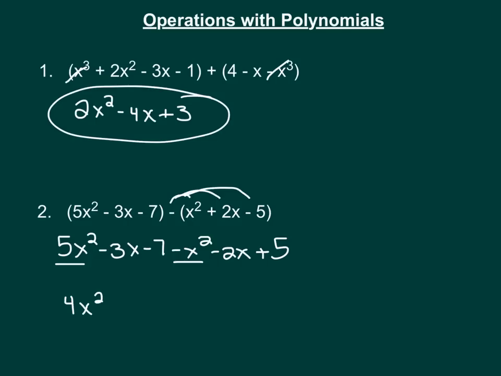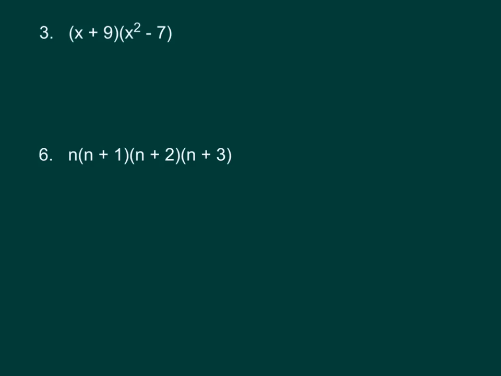Then I can combine my negative 3x with my negative 2x to give me negative 5x. Okay, you just add the numbers in front and keep the variable. And then we can combine the negative 7 with the positive 5 to give us negative 2. Okay, so in number 1 we did addition, number 2 we did subtraction. Here in number 3 we're going to multiply.